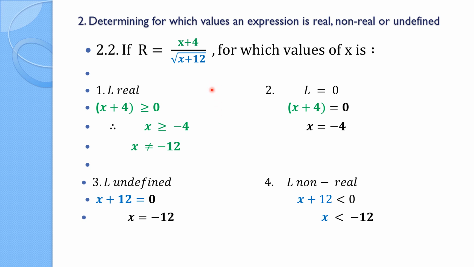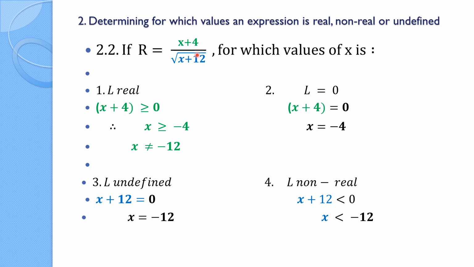It's just a process. So if you learn to follow the process, there should be nothing difficult. So for it to be real, x plus 4 on the top must be greater or equal to 0. So if I take 4 over, x greater or equal to negative 4. Take note again, x cannot be equal to negative 12, because if I put negative 12 there plus 12, it would give me 0, and anything divided by 0 is undefined.